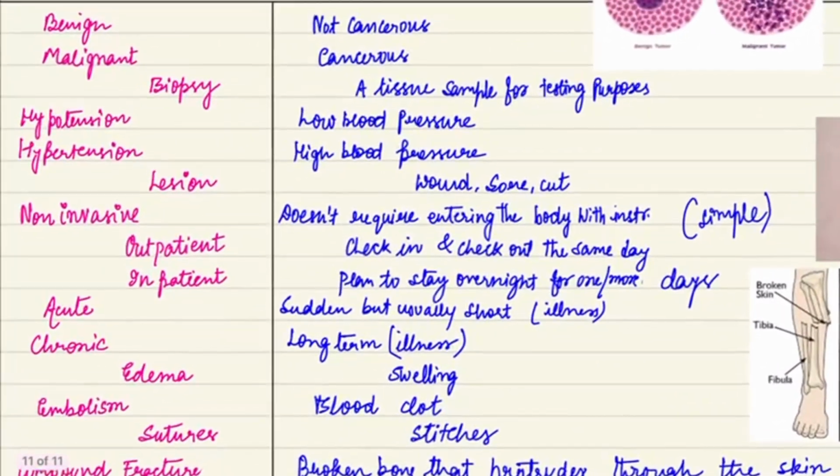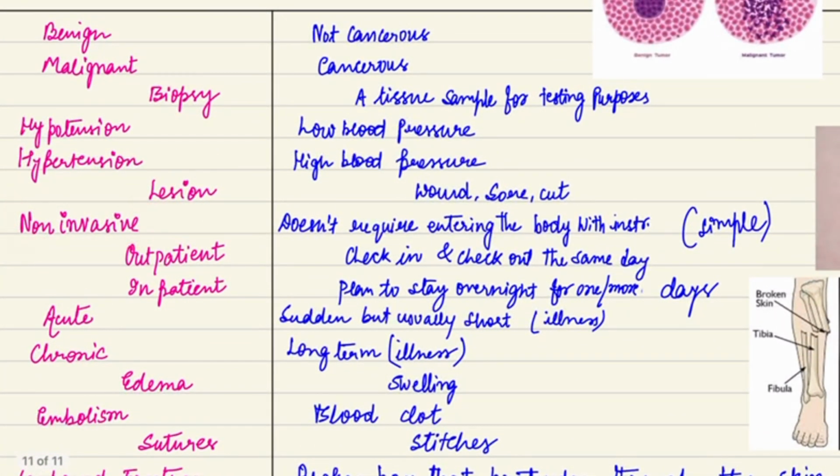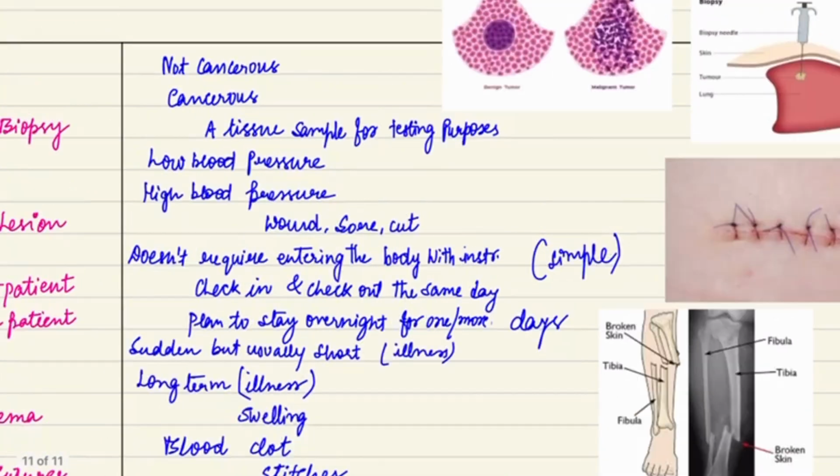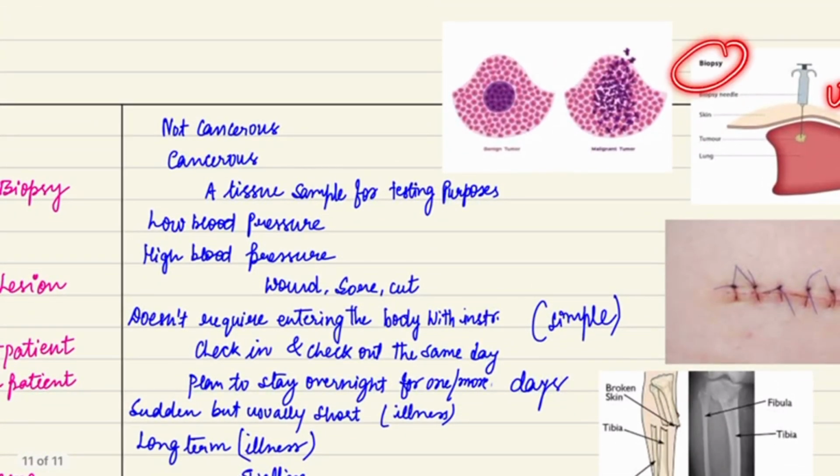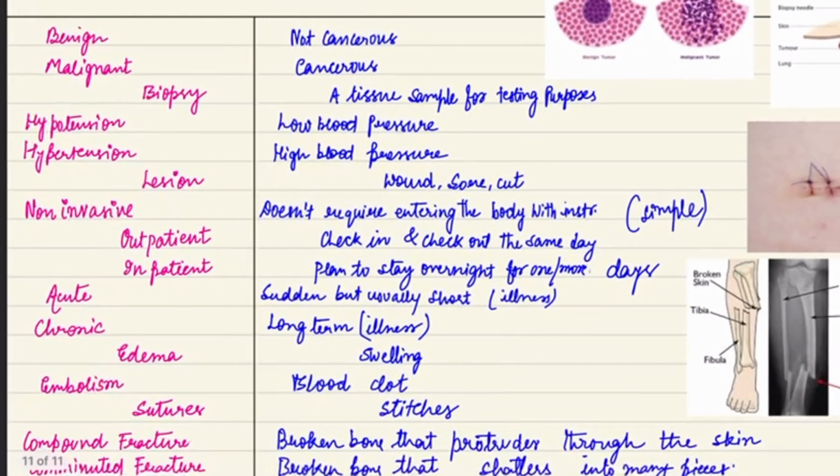Now we have a term, non-invasive. In medicine, all procedures which do not require entering the body with instruments are known as non-invasive. On the other hand, when we use instruments to invade into the body, to go through the skin, as we do in a biopsy, it is a process which is invasive in nature. So it will be invasive.